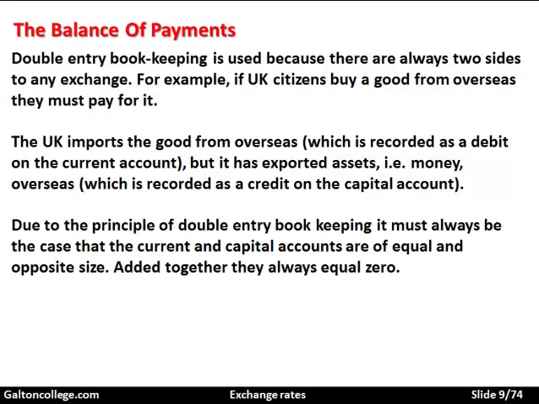Due to the principle of double entry bookkeeping, it must always be the case that the current and capital accounts are of equal and opposite size. When they're added together, they come to zero. They equal zero when they're added together. So the capital account has the same value as the current account, but just the opposite way around. So when you add the two together, you get to zero.